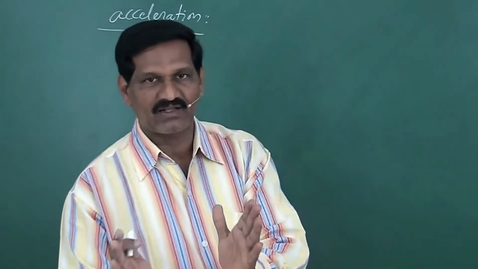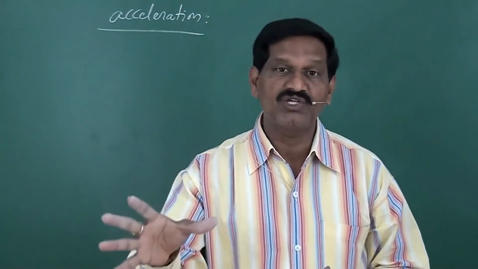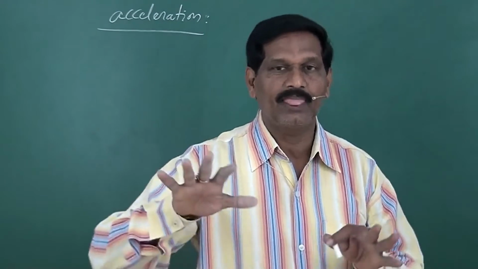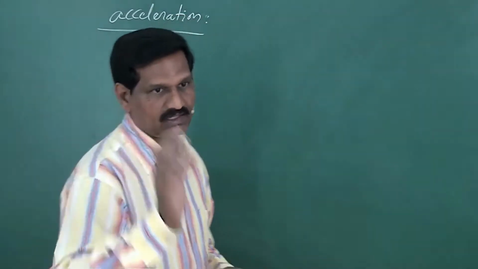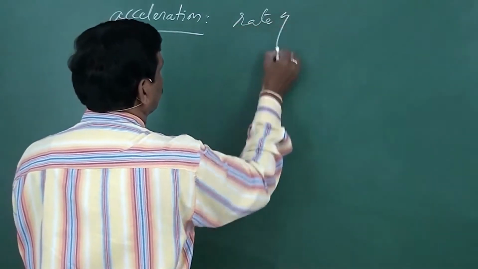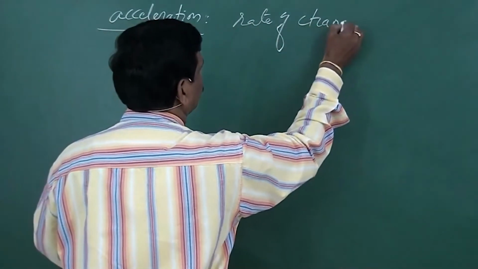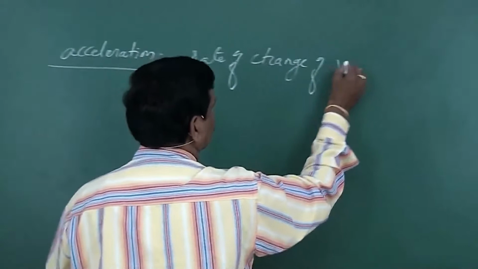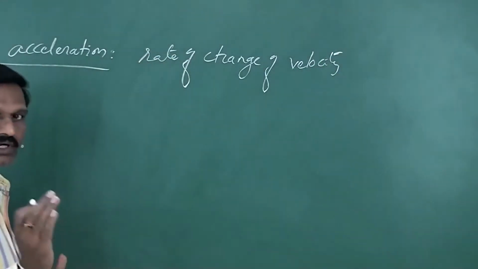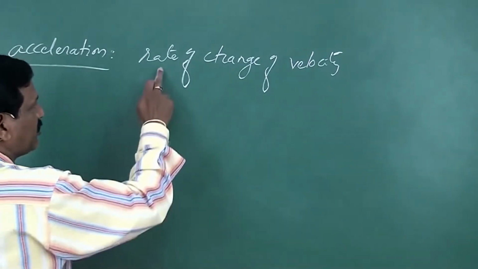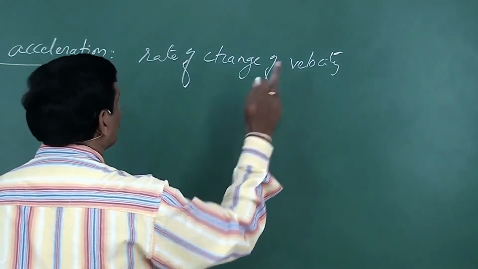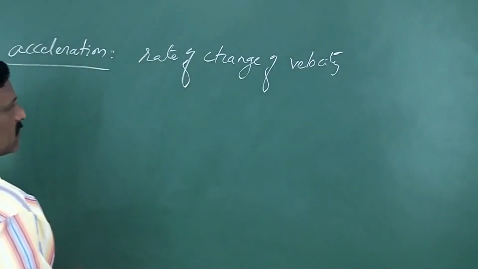So what is acceleration? Rate of change of velocity. That means change in velocity per second is called acceleration. Rate of change of velocity is called acceleration. Rate means per second. So change in velocity of the body per second is called acceleration.